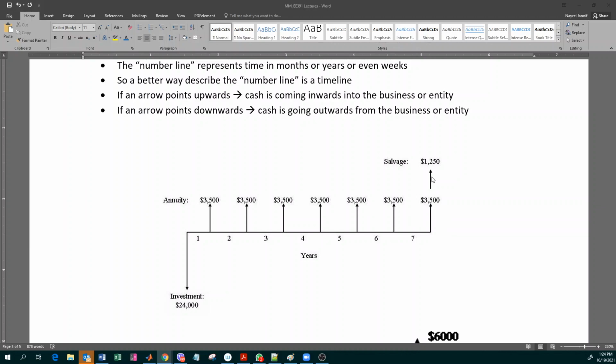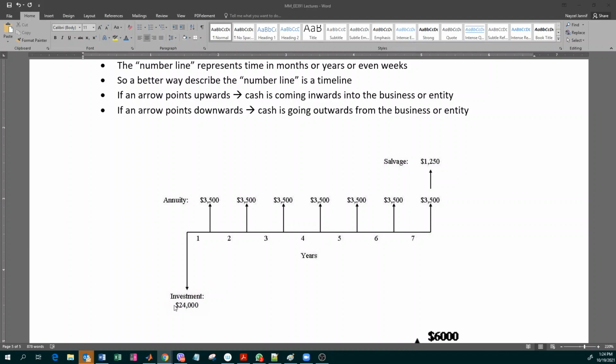You sold the taxi, right? Obviously, you bought the taxi for 24,000, but after 7 years of use, the taxi does not carry any value. You sold it for $1,250, right? So that's your salvage value, right?